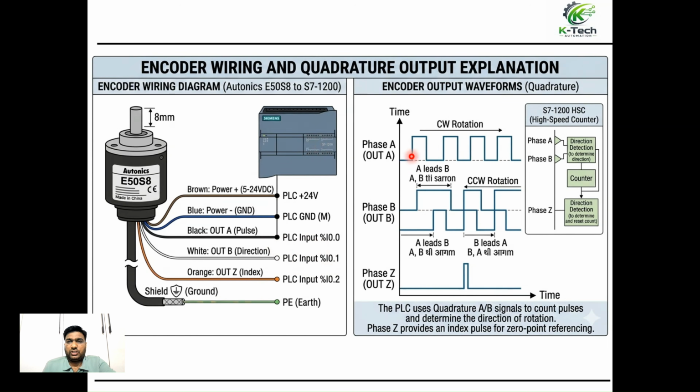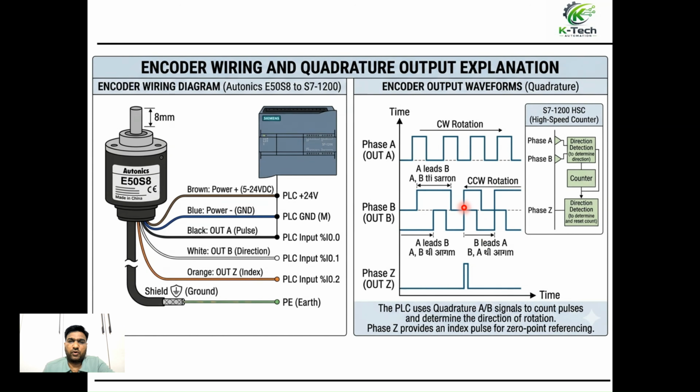Okay, so the encoder output waveform. So quadrature output. Phase A, out A, means clockwise rotation. So A leads B means pulse A comes first and then B, which is the clockwise direction. And then B leads A, meaning B comes first and then A, means anti-clockwise.